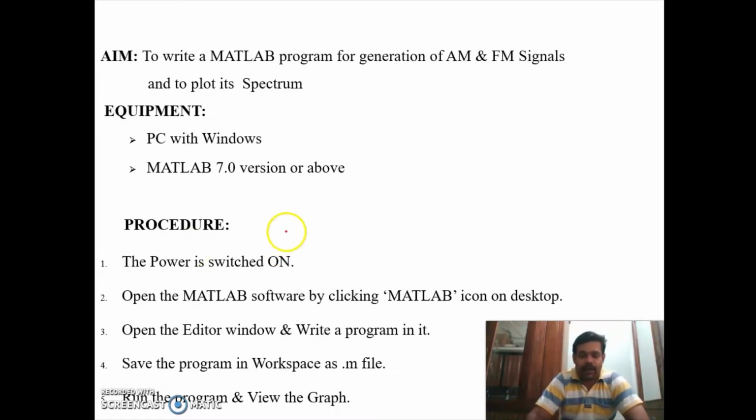Now the procedure for doing this experiment is, first you have to switch on the power, then open the MATLAB software by clicking the MATLAB icon on the desktop. Then open the editor window and write the program in it. After writing the program, save it using the .m extension. Then run the program and view the graph. This is the general procedure for all the programs.